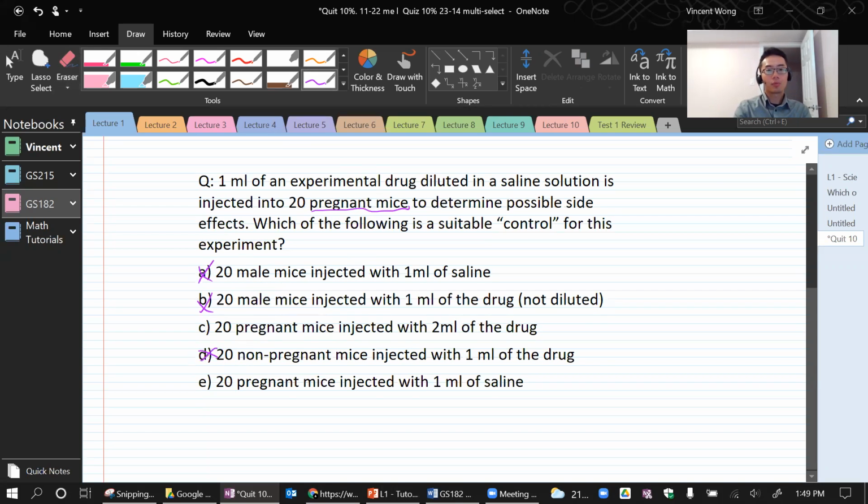And non-pregnant mice would also not be suitable for our purpose, okay? So if the experimental group is the one receiving the drug, the control group should not be receiving the drug. So this one would also be incorrect. And the proper control would be just pregnant mice injected with saline, because the experimental drug is diluted in saline, right? So you're giving them the same kind of solution, but without a drug. Okay, so most of you got that right, which is good.